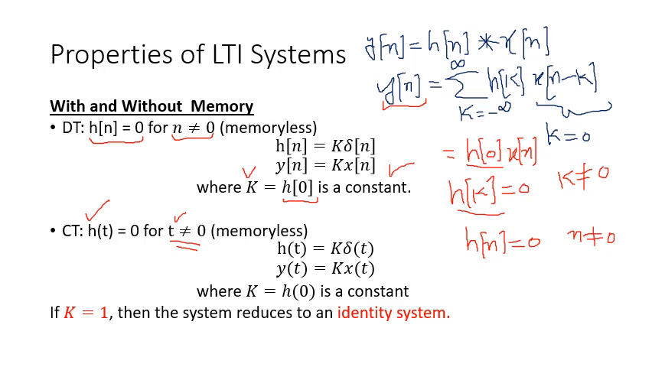So for the system to be memoryless, in case of an LTI system, its impulse response must be 0 for its argument not equal to 0, right? So this is the condition. Similar arguments apply to the continuous time case. We can say that h of t equals 0 when t is not equal to 0. That means h of t equals k times the impulse of t, or y of t equals k times x of t. So it's the same thing.